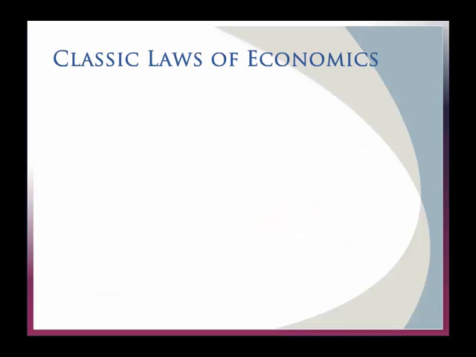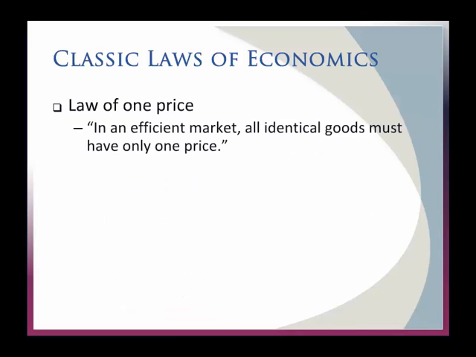So first we're going to start with some classic laws of economics. These are the ones you'll find if you crack open your old economics book. You'll find things like the law of one price. What does that say? In an efficient market, all identical goods must have only one price. So if you go to your grocery store and you look at a loaf of bread, the loaf of bread sitting right next to it is probably not a whole lot different in price. And I'm not talking about whether it's gourmet or something like that, but in general, they're about the same.